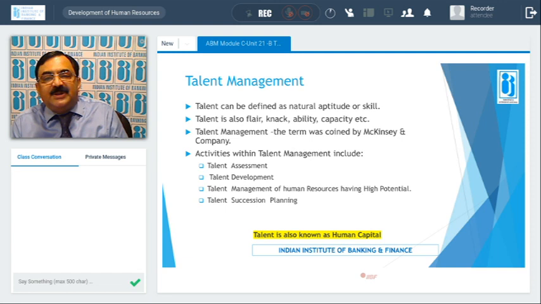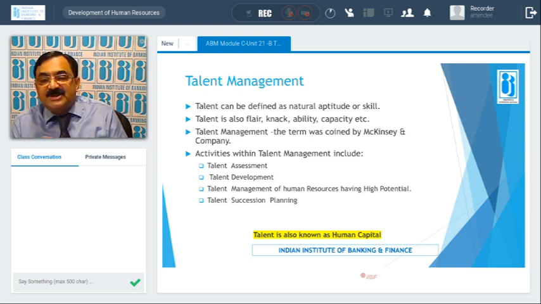Talent management, actually, this term was coined by McKinsey and Company, and thereafter it has become an integral part of human resource management. Activities within talent management would include the following. So we can break it up into the following elements. One is talent assessment. The next one is talent development. Talent management of human resources having high potential.